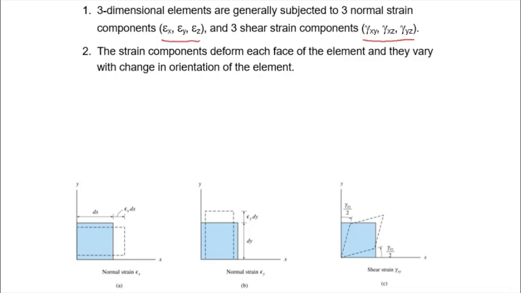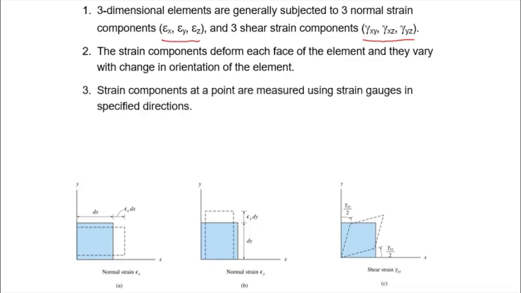So the strain components normally for a 3D object can change, and they vary depending on the deformation on each face of the element. And similar to stresses, they will change value as we change the orientation of the element, as we rotate the element. And as I've mentioned before, strain components at a point are measured using strain gauges in specified directions.